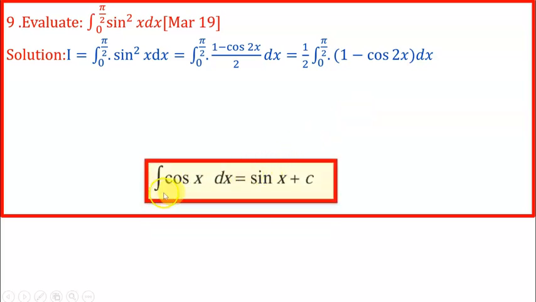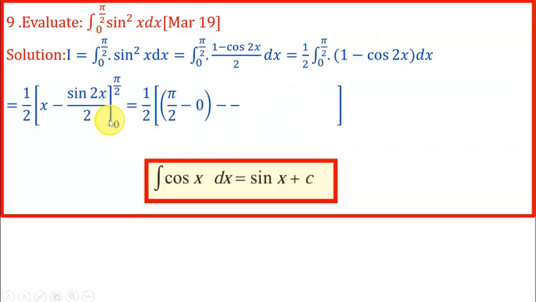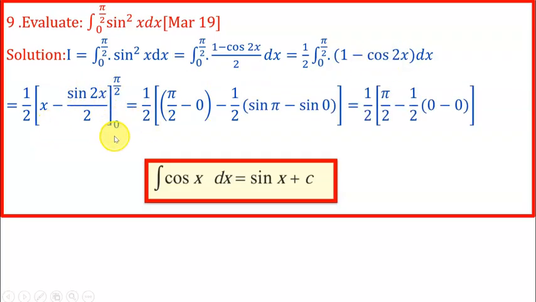Now here, what is the integral of cos x? Integral of cos x is sin x. Therefore, 1 upon 2, integral of 1 is x, integral of cos of 2x is sin of 2x upon 2. Lower limit is 0, upper limit is pi by 2. Now substitute x, first pi by 2, then 0. That is 1 upon 2 in bracket pi by 2 minus, if we replace x by pi by 2, then 2 will get cancelled. But what is sin of pi? Sin of pi is 0 and overall this will be 0.